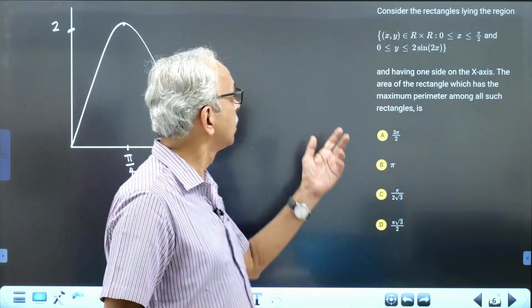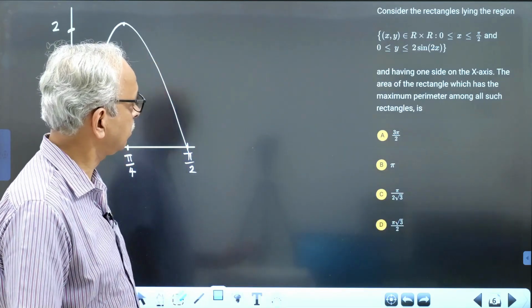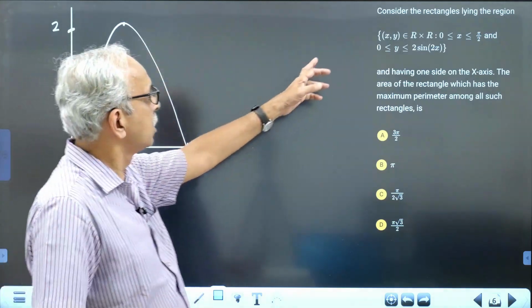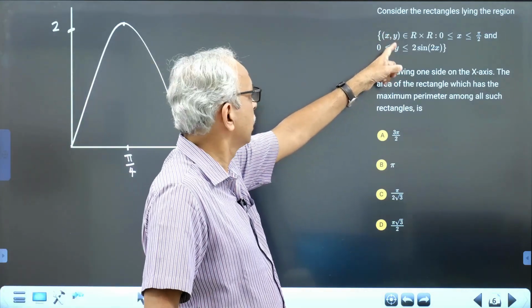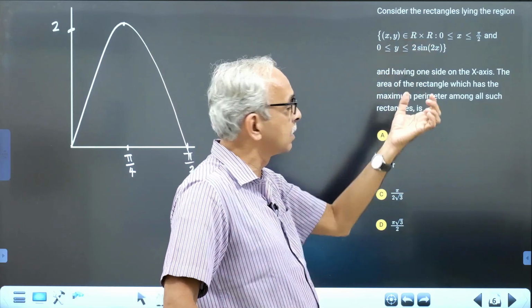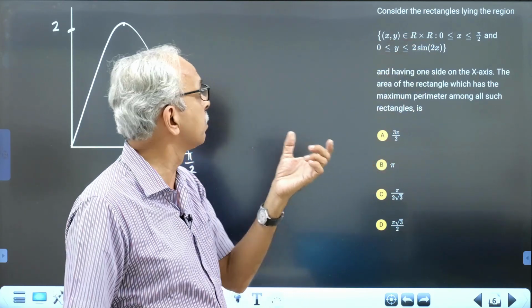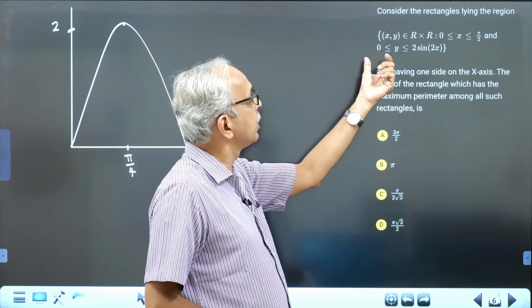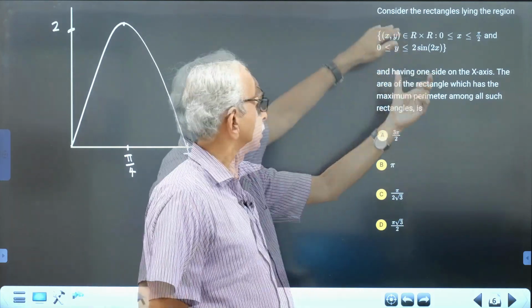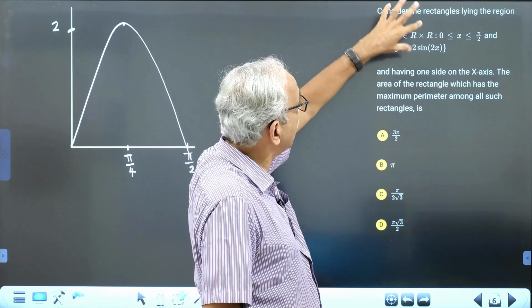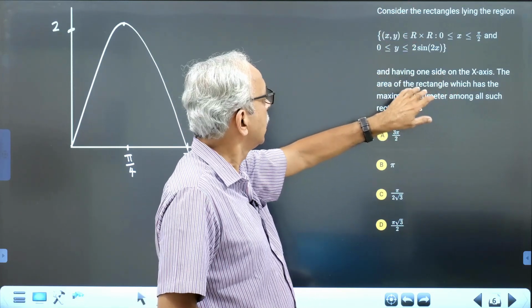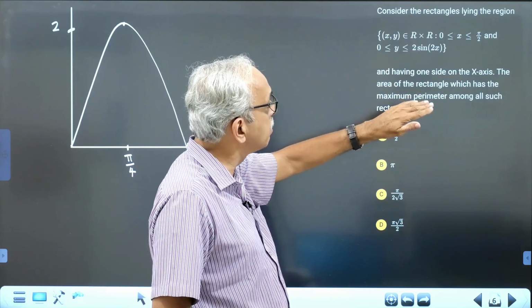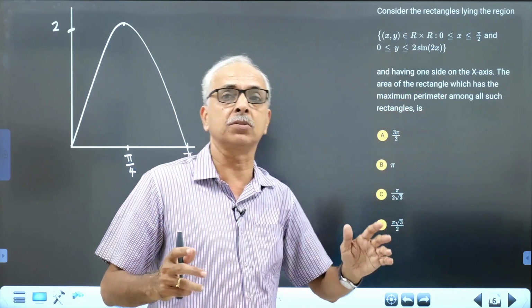We'll discuss another JEE Advanced question from applications of derivatives. Consider a rectangle lying on the region (x, y) belonging to R cross R, where x lies between 0 and pi by 2, and y lies between 0 and 2 sin 2x. You are drawing a rectangle inside that region having one side on the x-axis. Find the area of the rectangle which has maximum perimeter among all such rectangles.